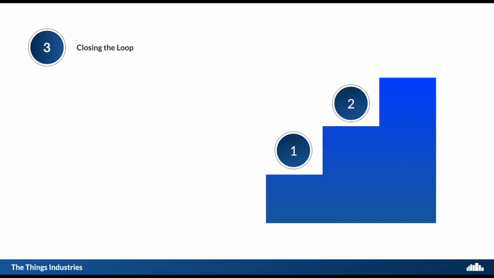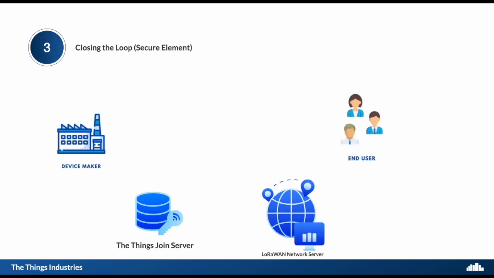And finally, we're going to close the security loop by using a secure element. When you use a secure element, you will provision the keys on The Things Join Server and send the end user a device equipped with the secure element. The secure element will make sure that the keys are secure in the hardware security module, and the entire security is now a closed loop.